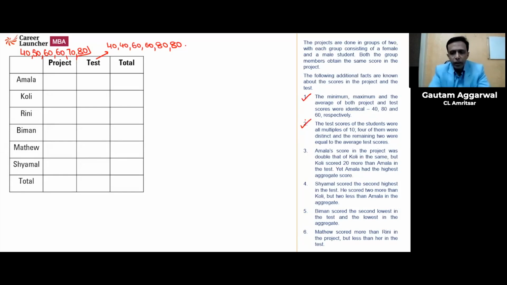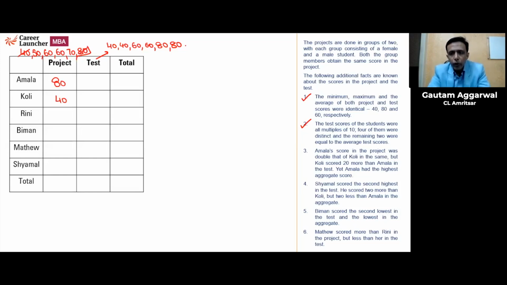Moving to the next point. Amla score in project was double that of Kohli in the same. अब बेटे double का तो एक ही option है 40 और 80. So Amla score in project was 80 and Kohli has to be 40. So I'm eliminating 40 and 80 from here. This is already what I allocated.